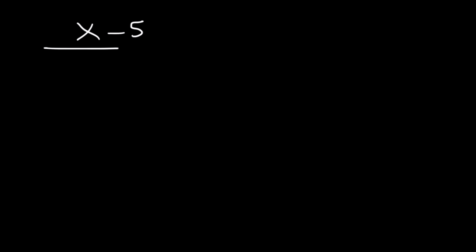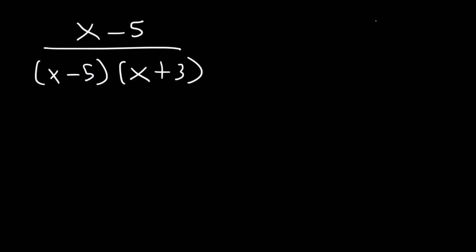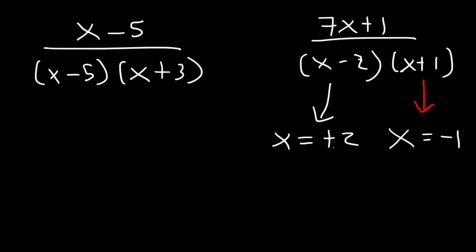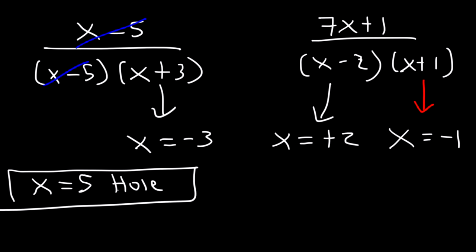Here's another example. Let's say the function is x minus 5 over x plus 3. And if we have another one, let's say 7x plus 1 over x minus 2 times x plus 1. What are the vertical asymptotes? Looking at the factor in the bottom, x plus 1, we just need to change the sign. So the vertical asymptote is going to be x equals negative 1. And for the factor x minus 2, the vertical asymptote is going to be x equals positive 2. Simply reverse the sign. Now for the next one, for the factor x plus 3, it's going to be x equals negative 3. x minus 5 will not lead to a vertical asymptote because it can be canceled. So x equals 5 is a hole. Everything else are vertical asymptotes.